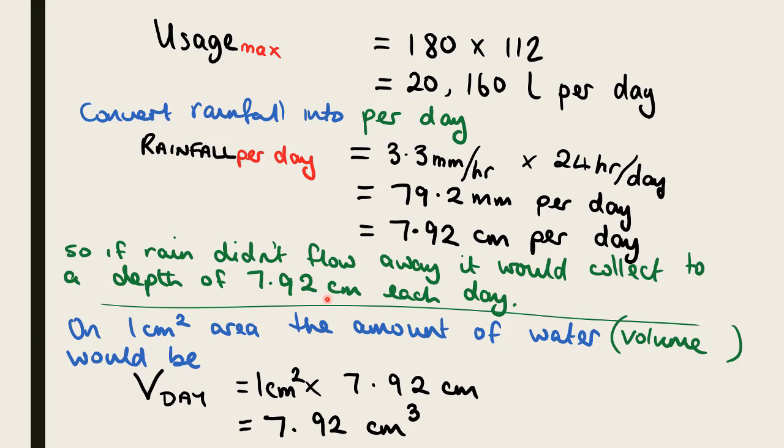7.92 centimeters deep. So on a 1 centimeter squared area, the amount of water, which is, we're talking about volume now, the volume of a day would be 1 centimeter squared, that's the area it's falling on, times 7.92 centimeters deep, and that makes 7.92.